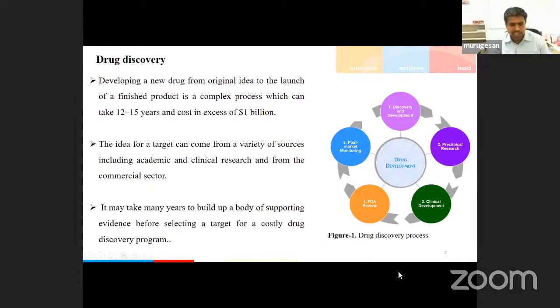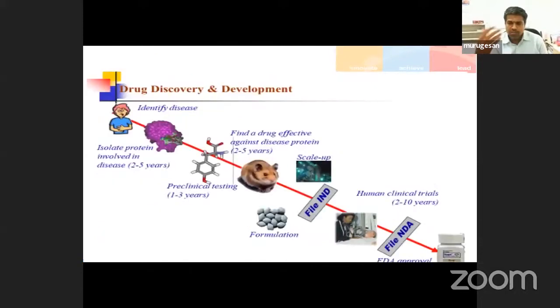So it may take many years to build up a body of supporting evidence before selecting a target for the costly drug discovery program. On the right hand side, the figure we are showing is a simple drug discovery process. Nowadays it can be represented in various ways. So this is one way of representing the entire drug discovery process.